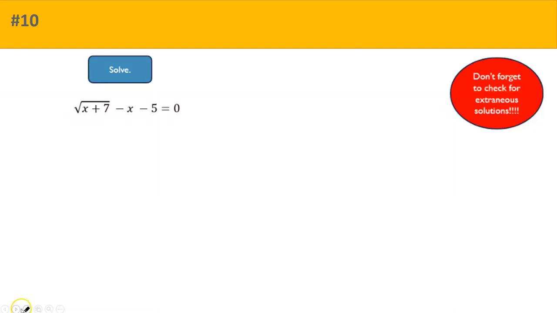So for number 10, we solve for x by getting the square root by itself and moving negative x and negative 5 over to the right side of the equation. So we have the square root of x plus 7 equals positive x plus 5. And that occurs from moving the negative x and the negative 5 over to the right side of the equation.